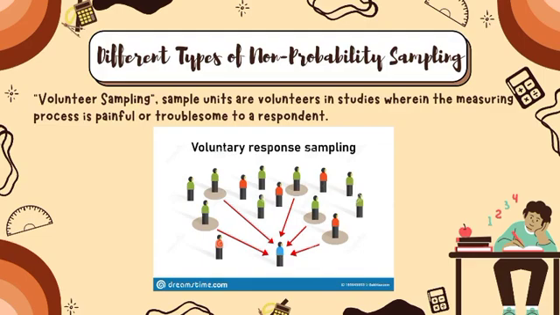Another is the volunteer sampling. Sample units are volunteers in studies wherein the measuring process is painful or troublesome to respondent. Ito ay kusa na respondents. Kumbaga, they are willing. Kusa sila na nag-volunteer na maging respondents mo. Ganun ang volunteer sampling.